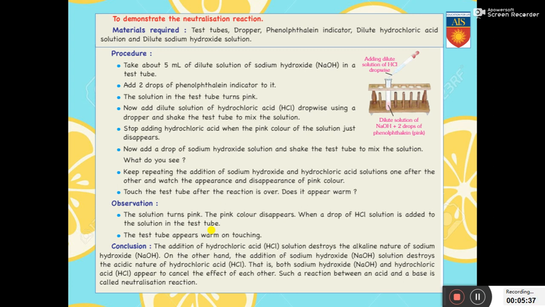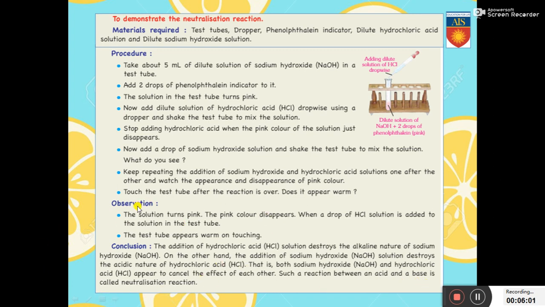Why is it happening? The addition of hydrochloric acid destroys the alkaline nature of sodium hydroxide. On the other hand, the addition of sodium hydroxide destroys the acidic nature of hydrochloric acid. That is, both sodium hydroxide and hydrochloric acid appear to cancel the effect of each other. Such a reaction between an acid and a base is called a neutralization reaction.